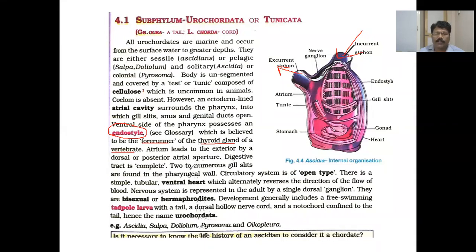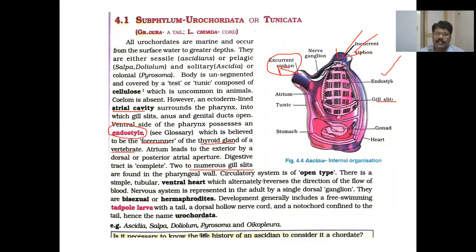So numerous gill slits are present in the pharyngeal wall. That means many. So these are the gill slits, and this is the endostyle. Remember, endostyle and the gill slits are present in the pharynx region, and the pharynx region is surrounded by the atrial cavity. Atrial cavity will have incoming and outgoing facility. That means it has an incurrent siphon and excurrent siphon. So these are the atrial aperture or the posterior aperture.